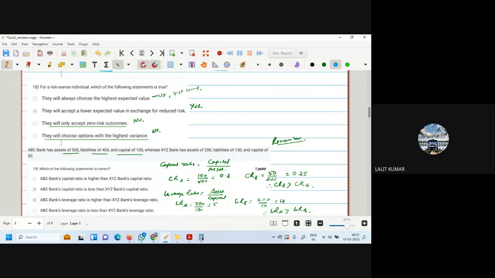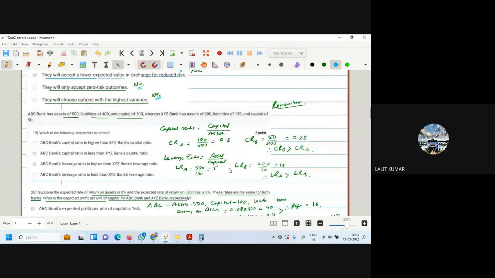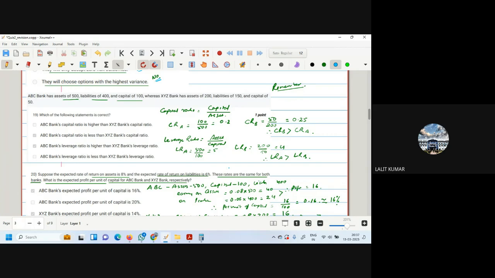Okay, for a risk-averse individual, which of the following statements is true? They will always choose the highest expected value. No, that is done by risk-loving people. They will accept a lower expected value in exchange for reduced risk. Yes, because they are risk-averse. They will only accept zero risk outcomes. No, they can take some risk depending on their utility function. They will choose options with the highest variance. No, never. The risk loving can do that, but risk averse will never go for the highest variance.